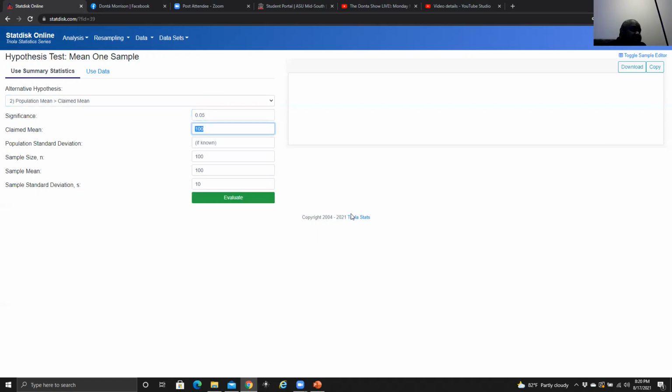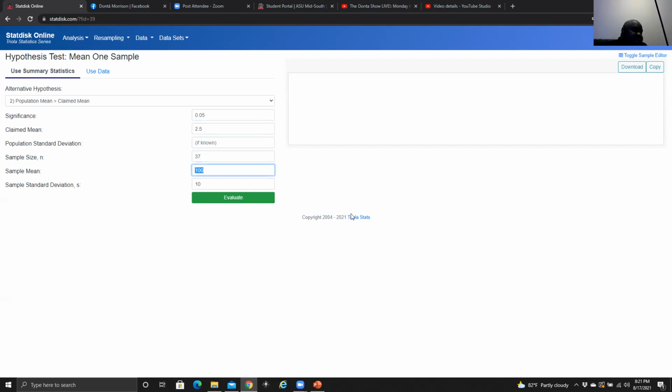Tab down to the claimed mean. In this case, the claimed mean was 2.5, and that was from the mu greater than 2.5. Population standard deviation is unknown, so we're going to leave that blank. We'll tab down to the sample size. There was a sample size of 37 pennies, so we type in 37.